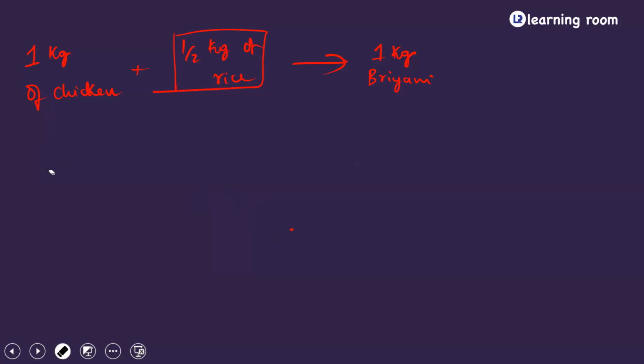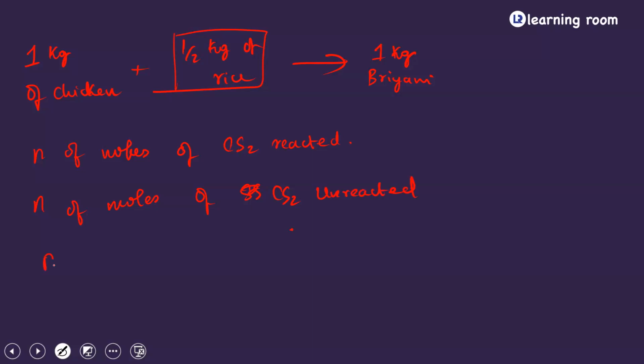Okay, so in the biryani the concept like carbon disulfide and oxygen. From the previous given data, I'll ask you some questions. Number of moles of CS2 reacted. Okay, number of moles of CS2 unreacted. Then number of moles of CO2 formed. Then number of moles of SO2. That's all. Proceed.